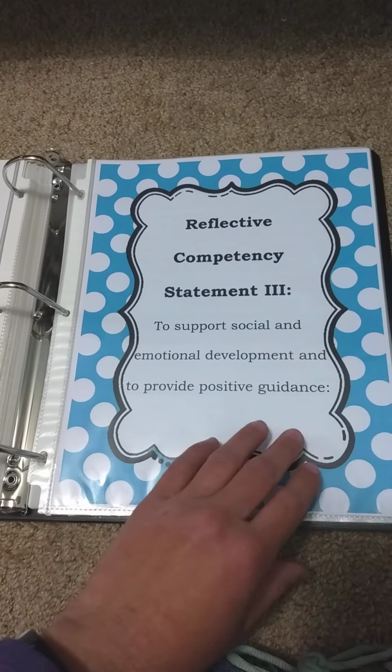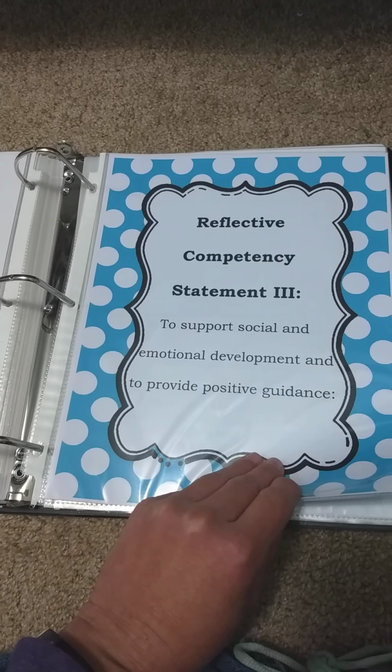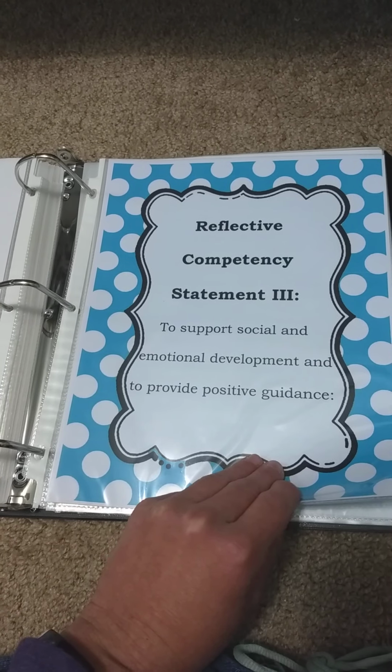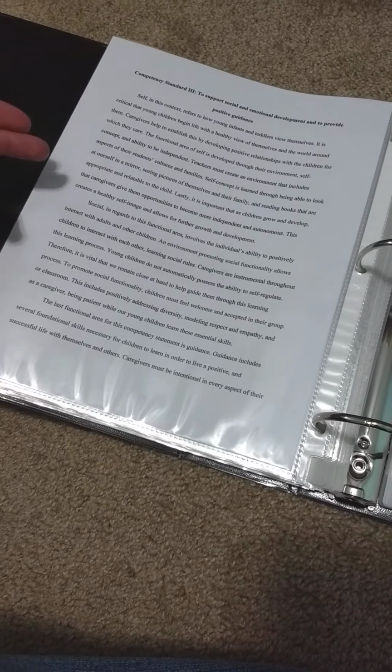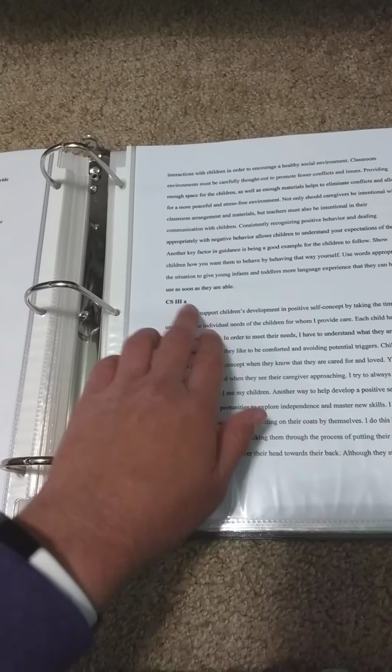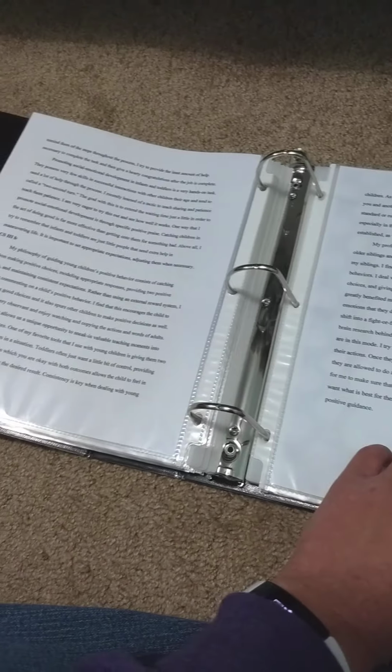And then we have the reflective competency statement 3, to support social emotional development and to provide positive guidance. Again, the format's the same. You have the title, the introductory paragraph, and then you get into your paragraphs with the CS3A, CS3B.